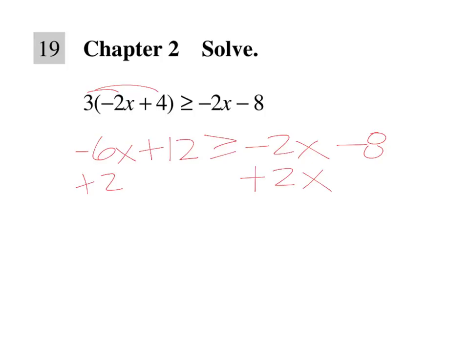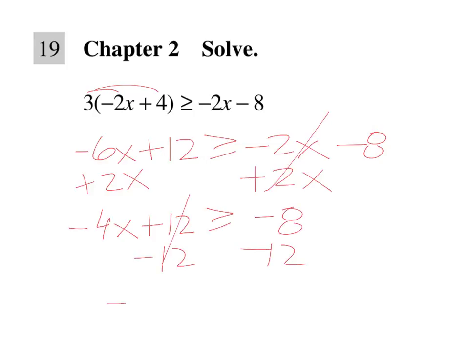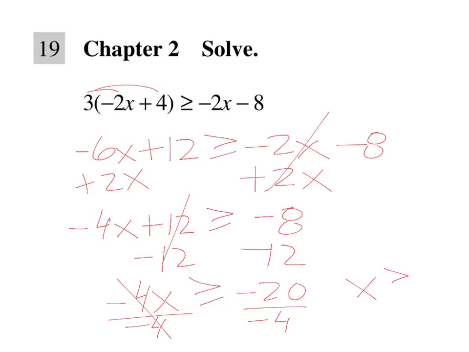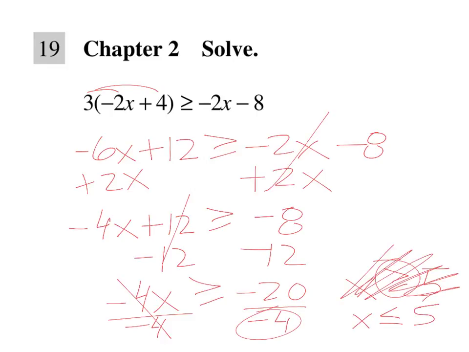Going to add 2x. -4x plus 12 is greater than or equal to -8. I'm going to subtract 12. -4x is greater than or equal to -20. Divide by -4. X is greater than or equal to 5. I made a mistake there. Don't forget to flip around the sign because you're dividing by a negative, right? Make sure not to make that mistake. Very common error from students. All right, x is less than or equal to 5.